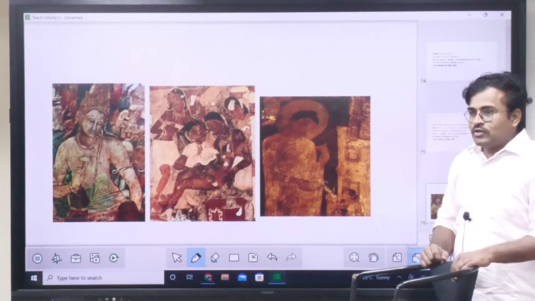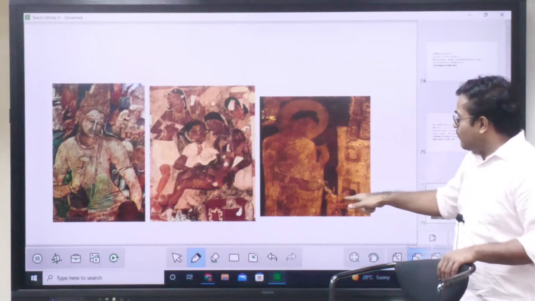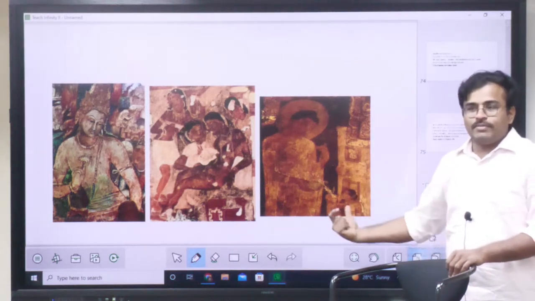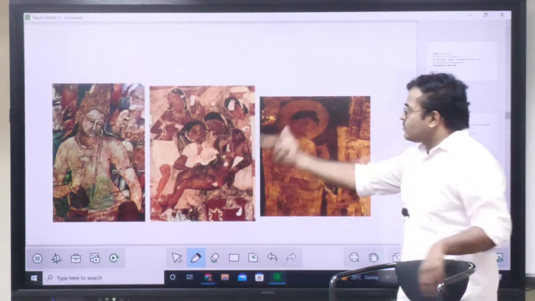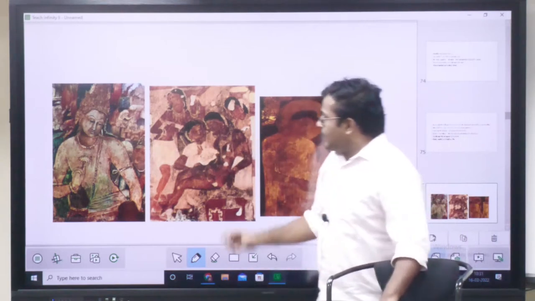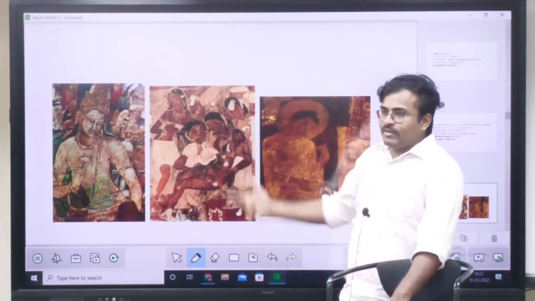Yashodhara is the wife's name. Both of them, so he goes back begging to his own home. So, this is the image. Then along with that, this is the image of a dying princess.